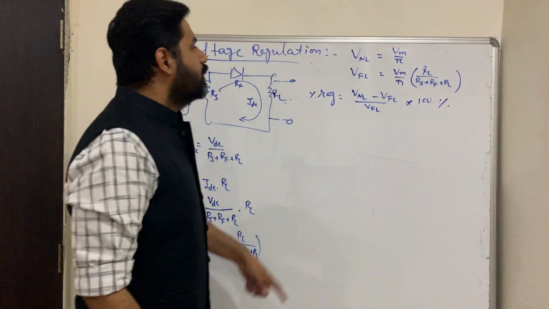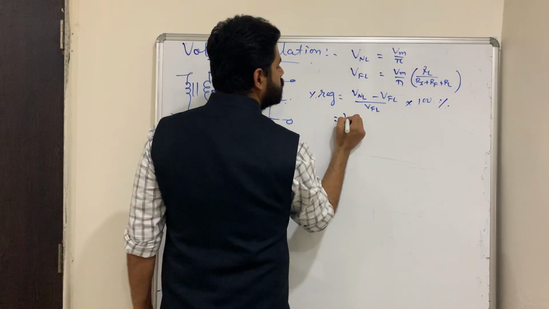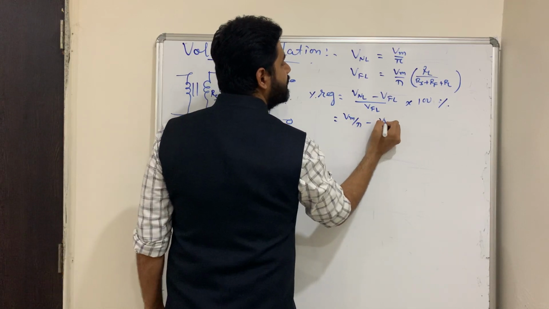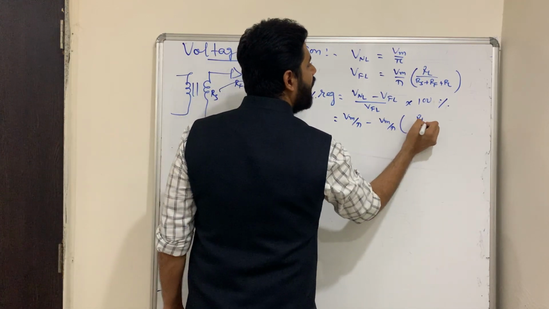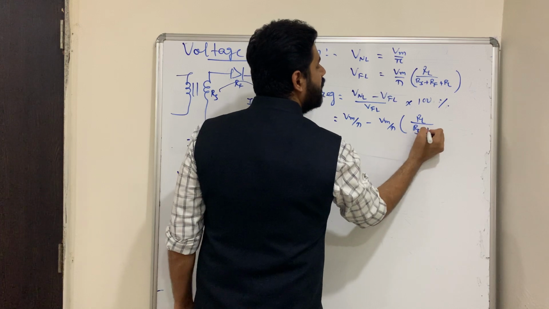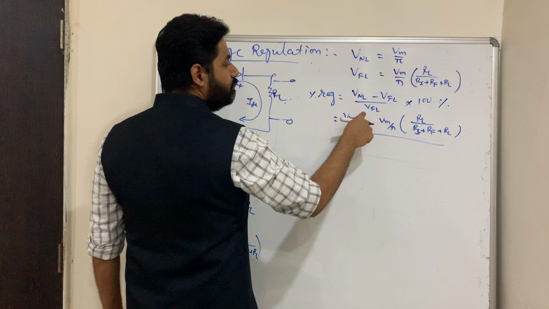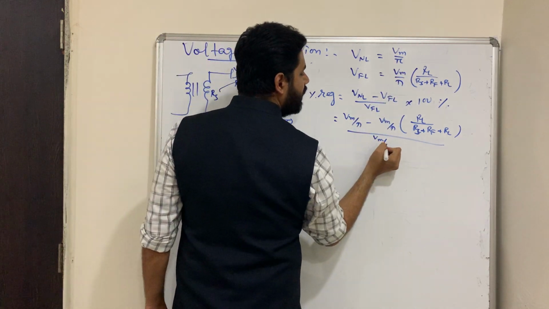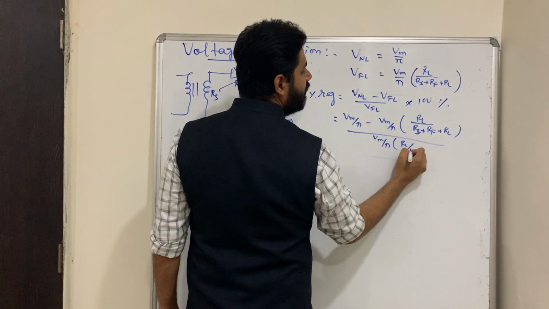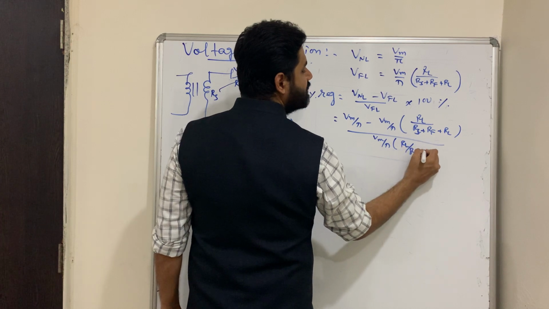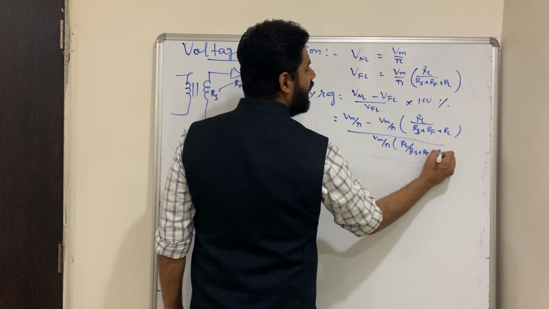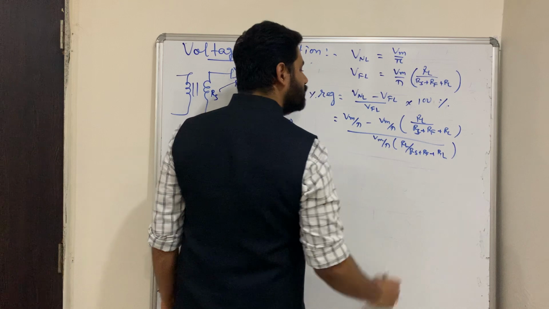Fine. Okay, so V no load is what? Vm by pi. So it is Vm divided by pi minus Vm divided by pi multiplied by RL divided by RS plus RF plus RL, divided by V full load. Full load is Vm divided by pi into RL divided by RS plus RF plus RL. So we have got this thing.